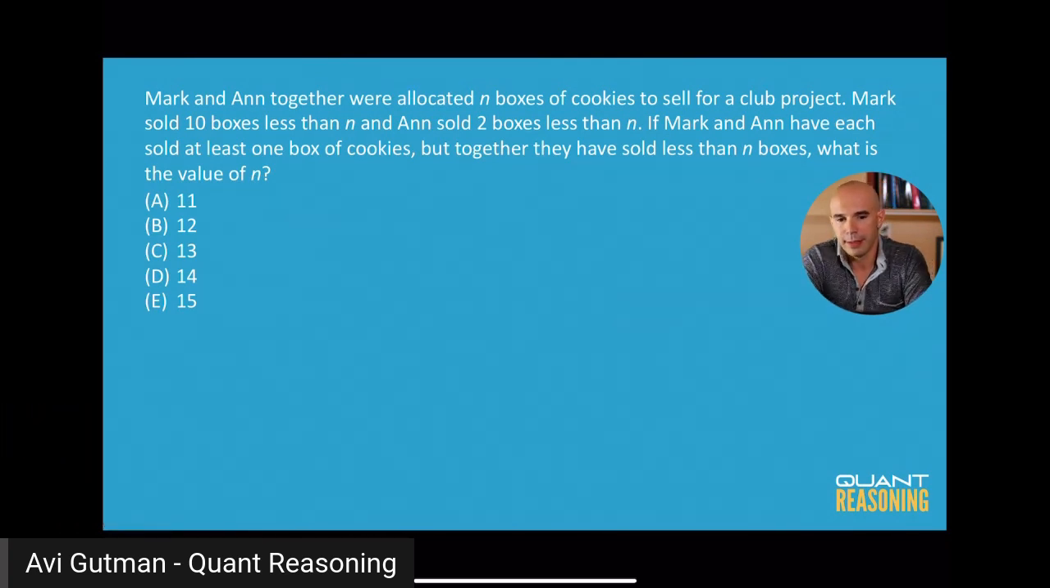Okay, we're back. So this is a word problem, and we're talking about Mark and Anne. And the first thing that I notice here is that Mark sold 10 boxes less than N, and I'm thinking, well, but what's N? I don't know anything about N. So N is some random number. I do think we can tell that N is a positive integer because the number of boxes that a person could sell has to be a positive integer as well, or at least 0, I guess. So N must be at least 10.